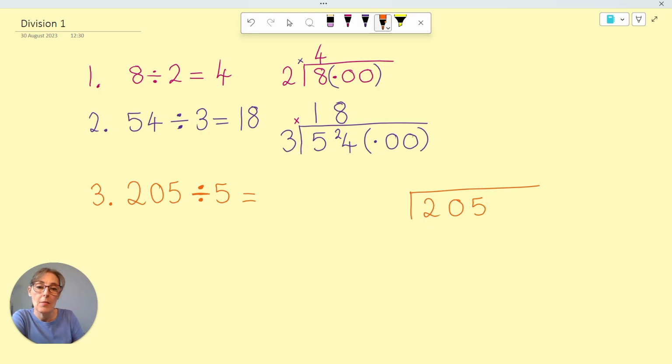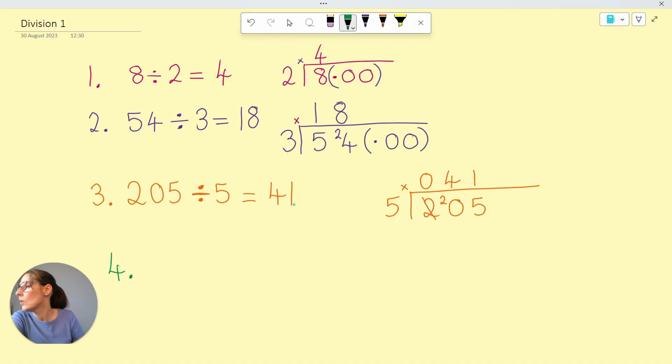So how many 5's fit into 205? Well, can I multiply something by 5 to make 2? No, I can't. So I'm going to cross it out and I'm going to take it onto the next digit. How many 5's fit into 20? 4 times 5 is 20. How many 5's fit into 5? 1. So the answer is 41. Okay.